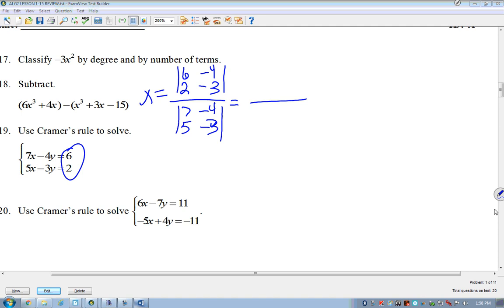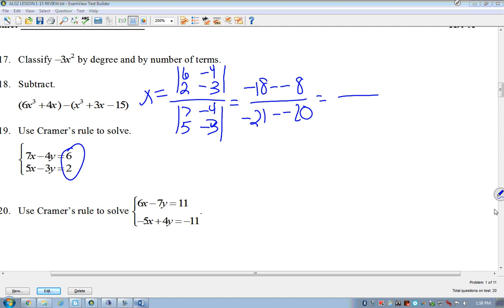All right, so I'm going to start off with 6 times -3, which is -18, minus... okay, -18 minus -8, right? Both negatives are important. I can't just drop one because I already have one. Let's go ahead and do our bottom. 7 times -3 is -21 minus -20.